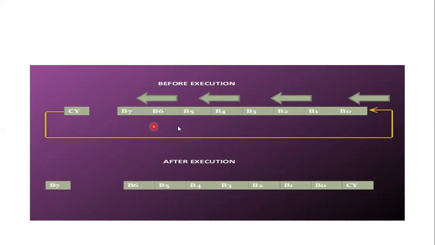So before execution, B0, B1, B2, B3, B4, B5, B6, B7, then carry. So this B7 is moved to carry, and B6 here, B5 comes here, then B3, B2, B1, B0, then this carry is moved to this position. So carry comes here.